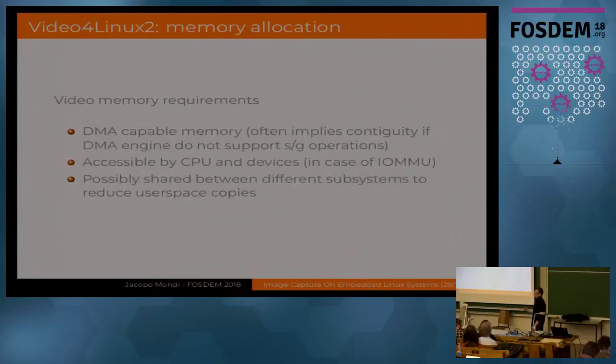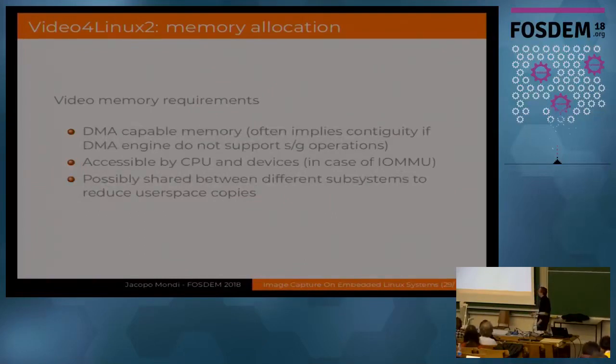There is a huge problem. We are transmitting big data on the bus, and we usually need lots of memory for doing that. We need memory with special requirements. We need memory that is DMA capable, of course, because you don't want the CPU to be involved in transferring data from the receiver buffer to the main system memory. You would like to have DMA capable memory that is usually contiguous, because otherwise you would need a DMA engine that supports scatter-gather and assembling memory together. This is not that common.